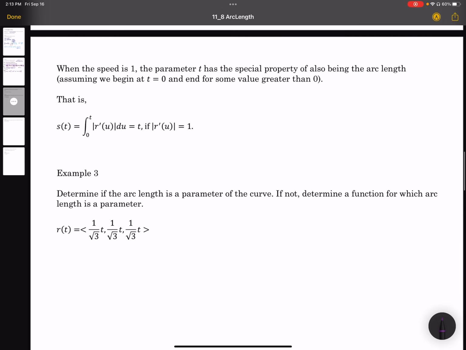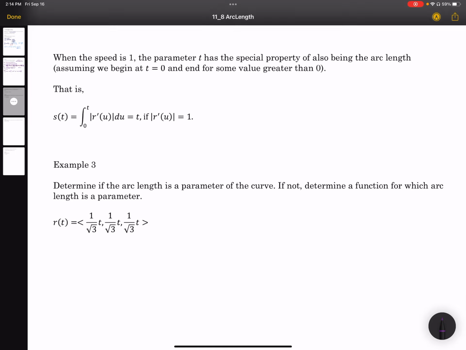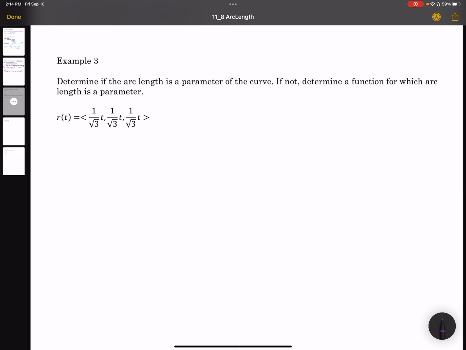So if the speed actually turns out to be 1, the parameter t that we get from making an arc length function is actually always going to correspond to being the arc length at that time t. If you'll indulge me for a moment, I'll erase this for example 3, but imagine that we had simply the curve r of t equals, and we're just going to do the unit circle, so cosine t, sine t, and we want to do this on the interval 0 to 2 pi.